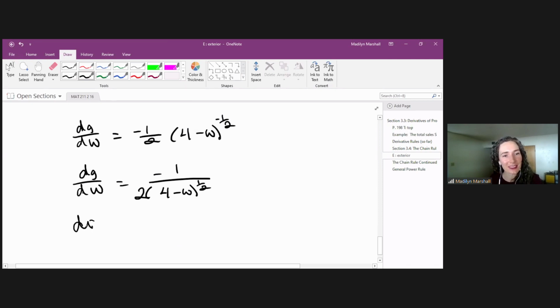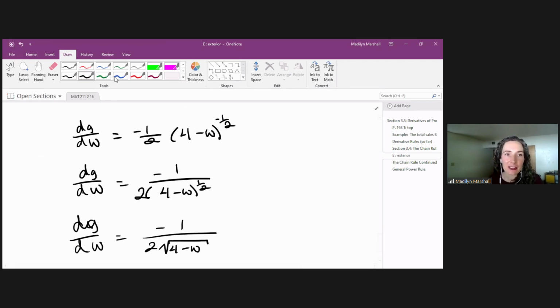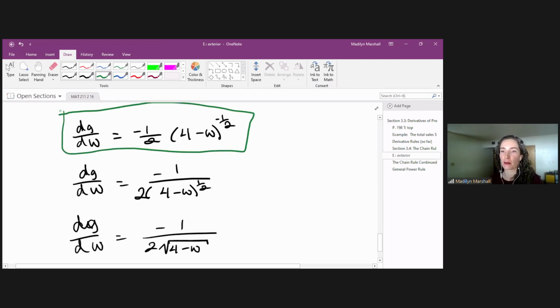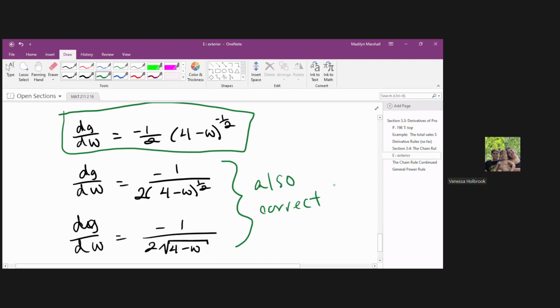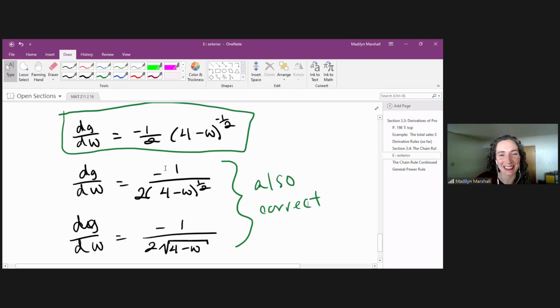Or we could change it back into its radical form. So the focus definitely right now is on the chain rule. As long as we get the chain rule bit right, that's the important part, but both of these are also correct. Just like we did before. It's weird how they're so different, but yet the same. Yeah, they do look very different.